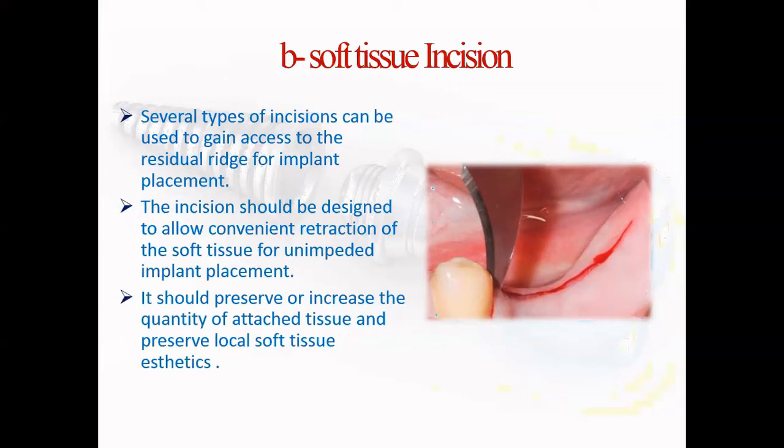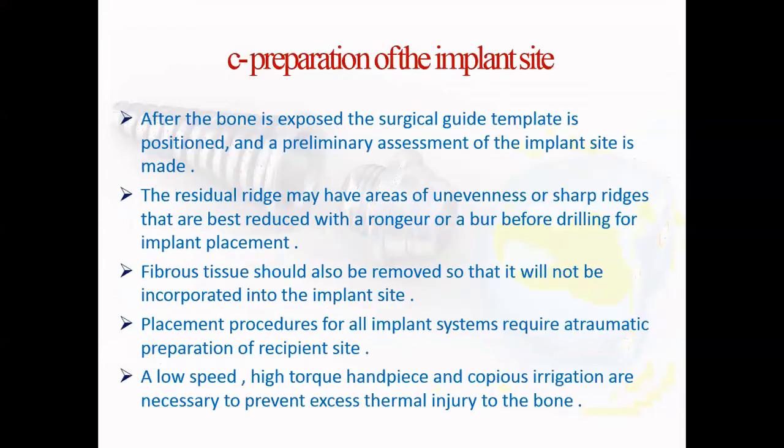So this is the first step. We place an incision using a number 15 blade or a number 12 blade. We place an incision on the mucosal surface and we retract the flap.